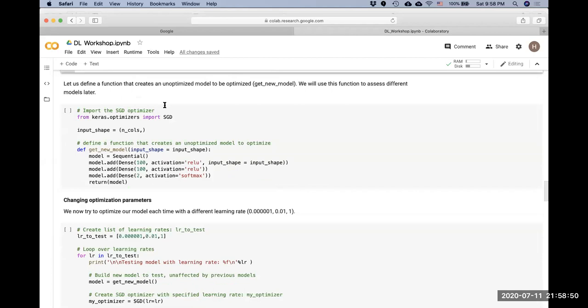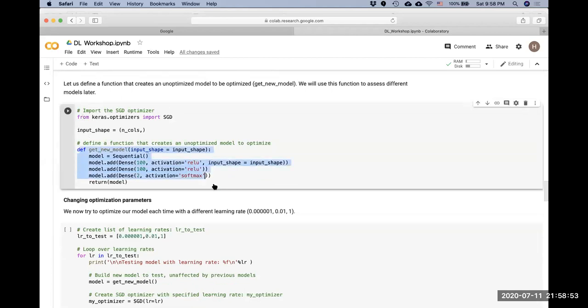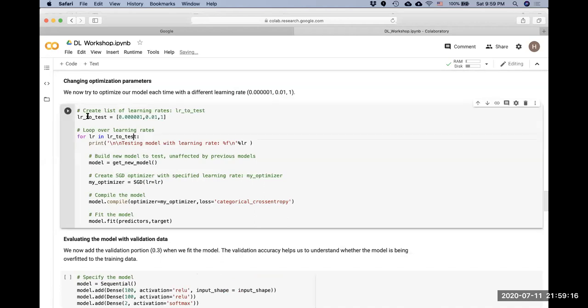Now, here I wrote a little function, and the goal is to assess or compare different models. So I have written this function, get new model. This model just creates an unoptimized model. And then in this for loop down here, we want to test how the performance of the network changes when we change the learning rate. So I am setting 3 learning rates: a very, very small learning rate, 0.000001, then 0.001, and 1.